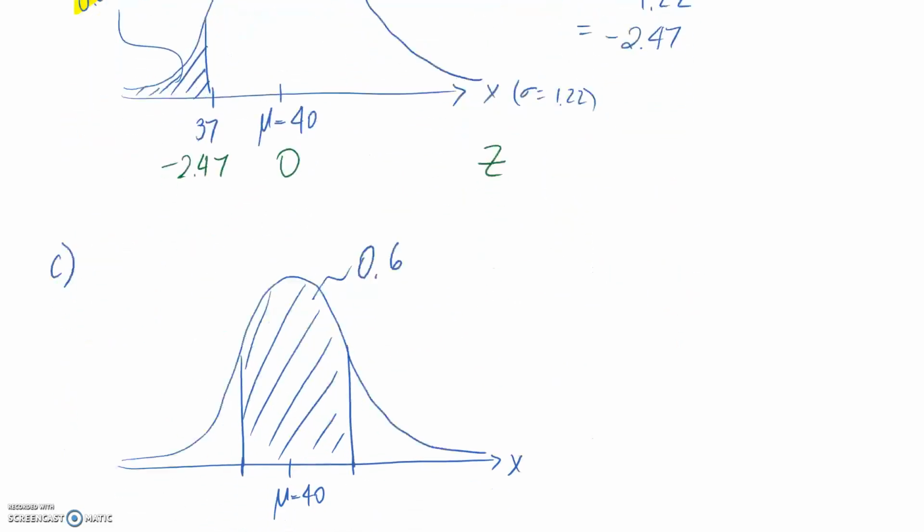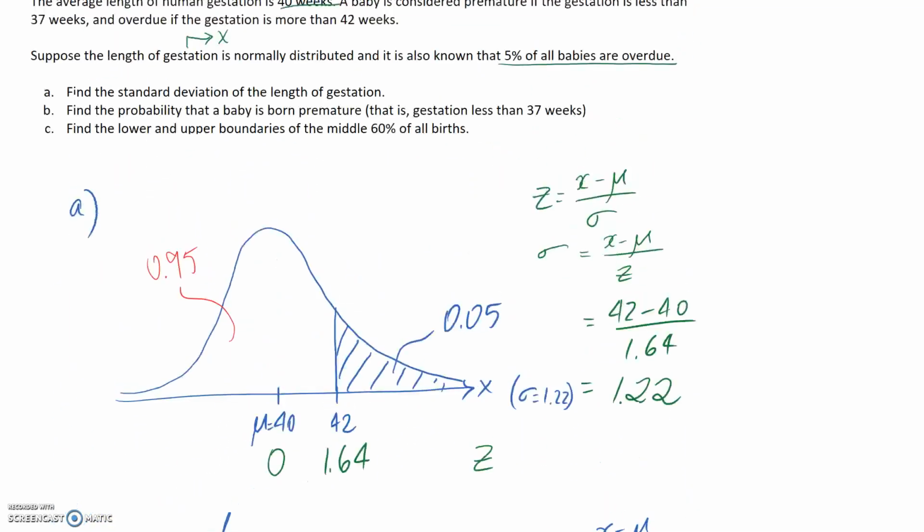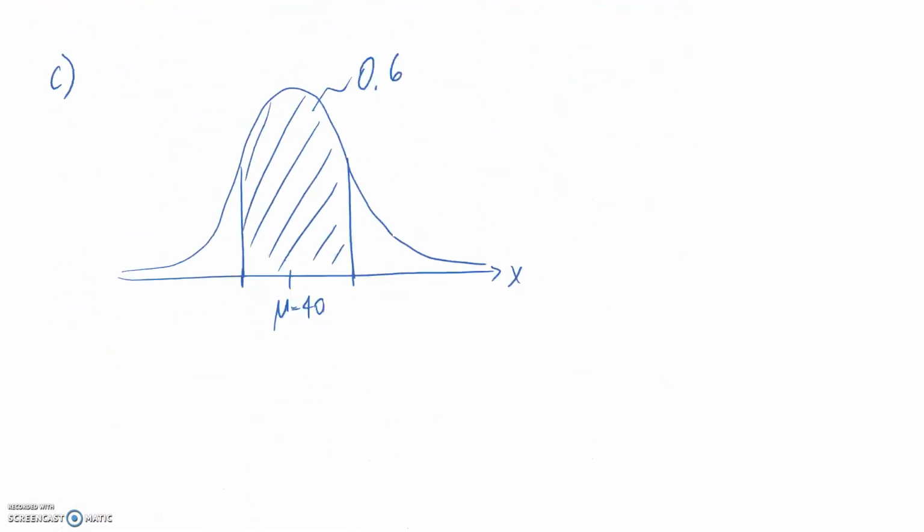Alright, so the very last one, I'll just scroll back up to read it. Find the lower and upper boundaries of the middle 60% of all berths. So I've drawn the diagram here. What we're looking for is these two cutoffs. I might just call them X1 and X2. And we know that this is in the middle and it's 0.6 for the 60%.